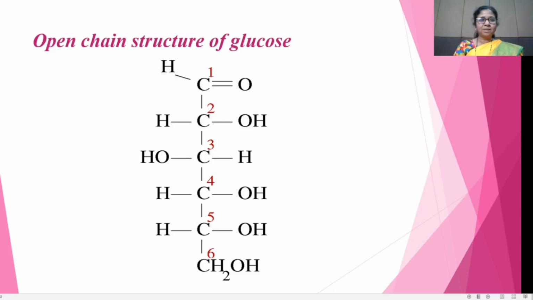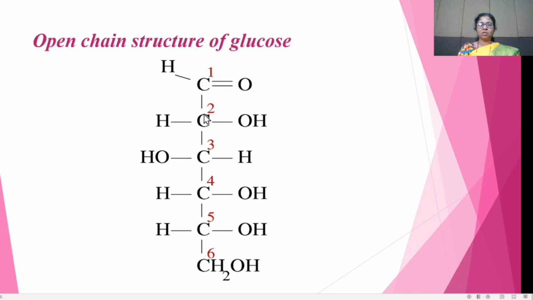Now see the open chain structure of glucose. We studied the different reactions of glucose, and from these reactions, we concluded that glucose contains 6 carbon atoms in a straight chain. Here, arrange the 6 carbon atoms in the straight chain. Also, there is one carbonyl group, in the form of an aldehyde. That means glucose contains one aldehyde group.